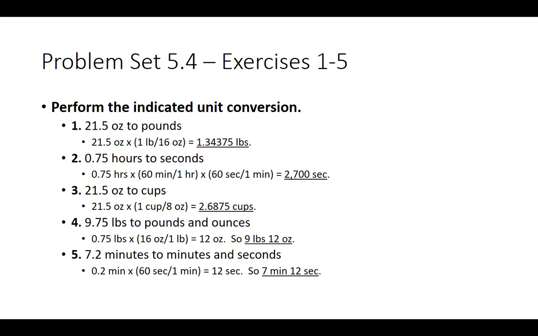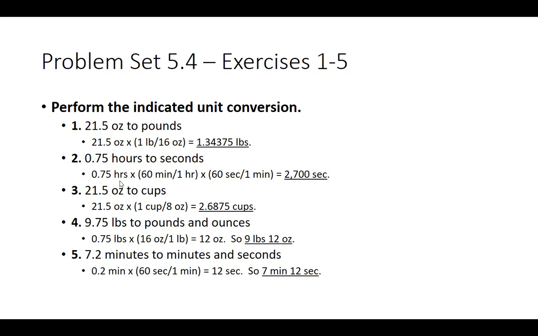In the first several examples, the directions are simply to perform the indicated unit conversion. In number 1, we want to convert 20.5 ounces to pounds. So we have to use a conversion factor with pounds on top and ounces on the bottom to cancel away ounces and leave us with pounds. That's going to be 1 pound over 16 ounces. 21.5 times 1 divided by 16 gives us 1.34375 pounds.